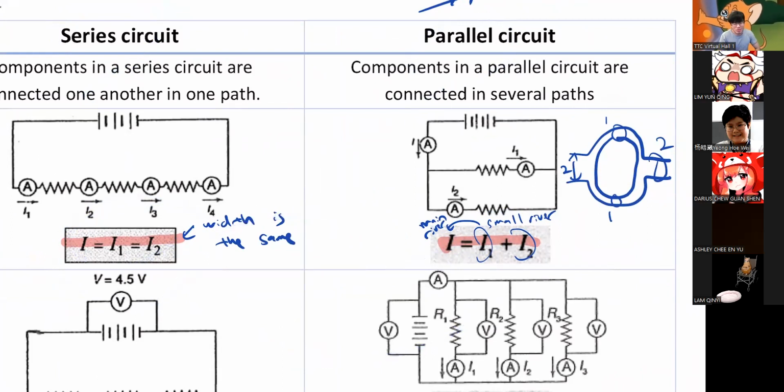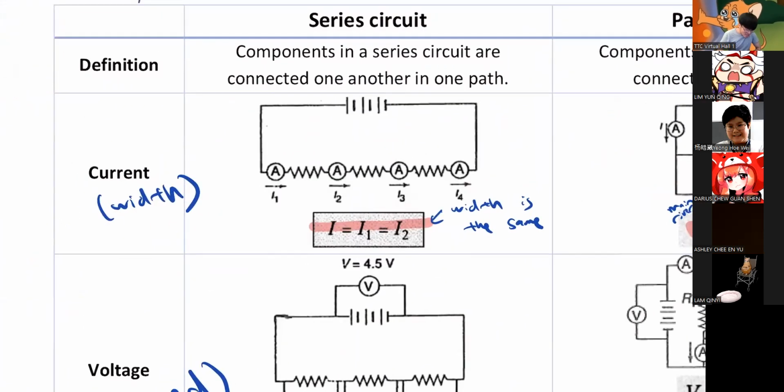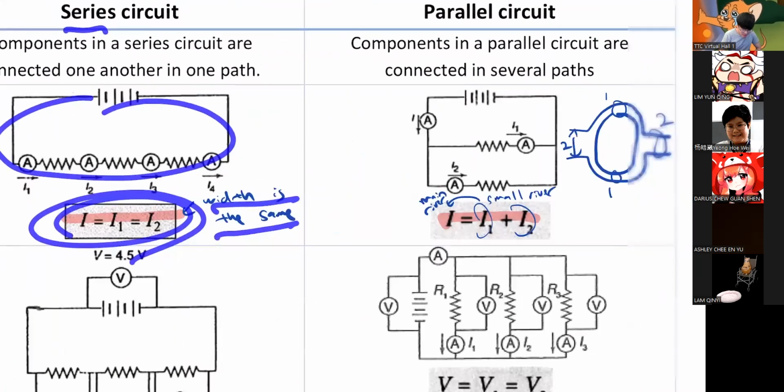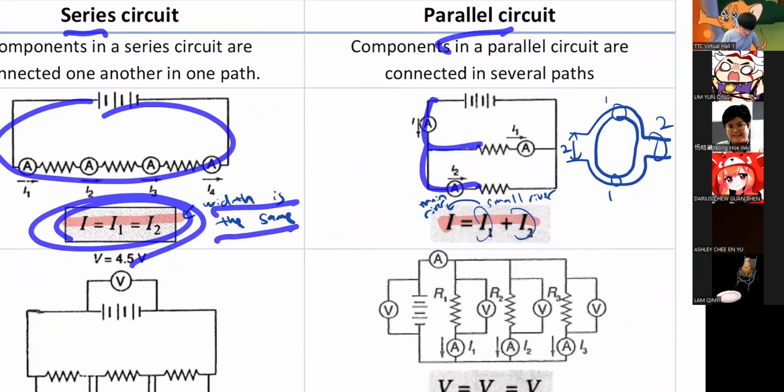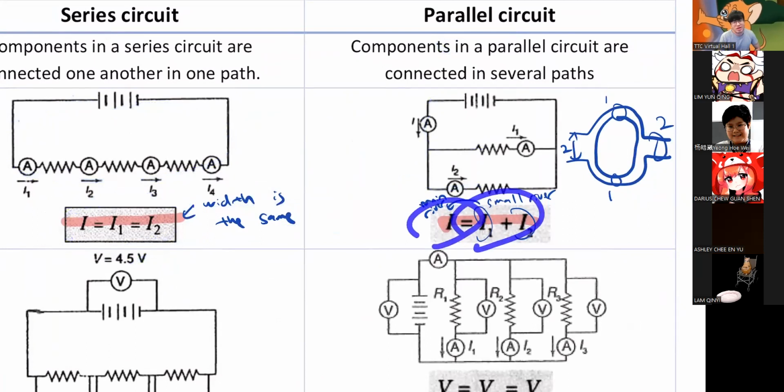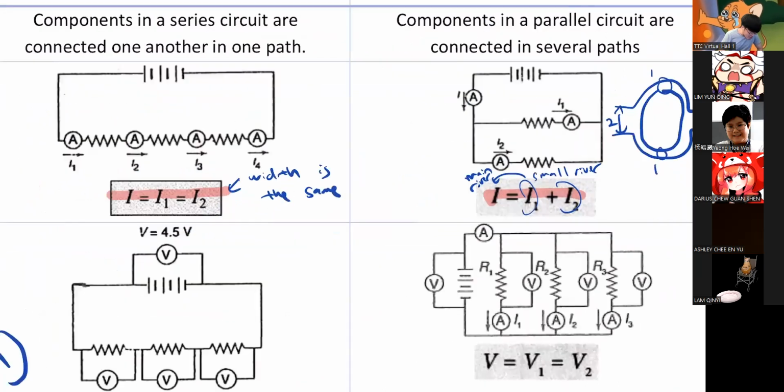So to a point, there was once an exam, I wrote this formula on my hand so that I don't forget. I mean, that's cheating. Okay, please don't do that. Now no more. You see, I teach you the easy way. Series, one river, one main width. Width is the same. Parallel, two smaller rivers. You add two smaller rivers together. Easy peasy. Okay, that's all. Let's look at the next one.